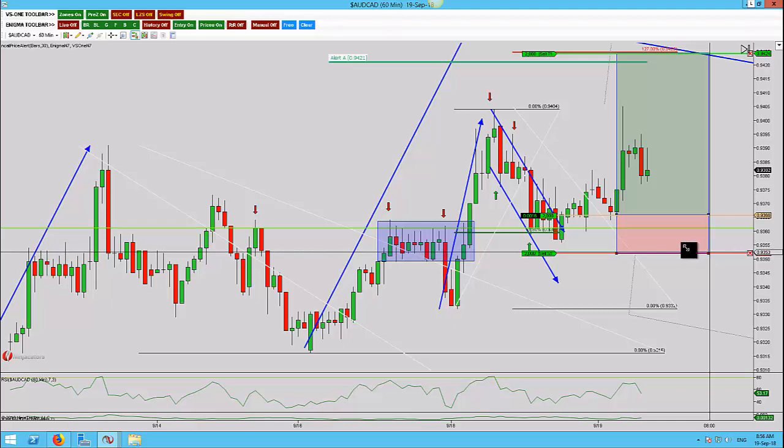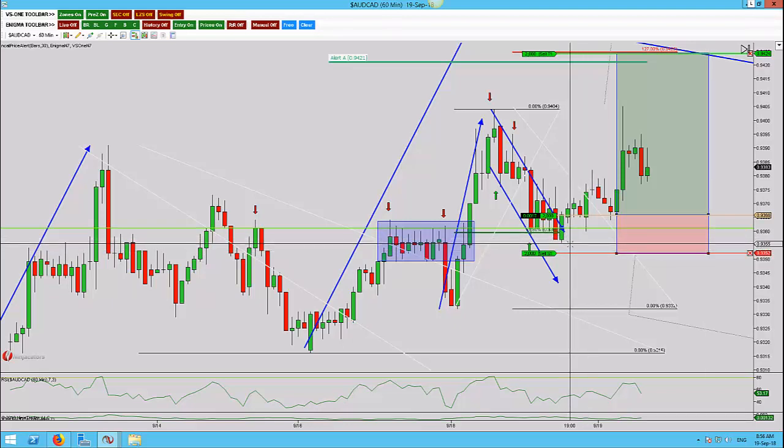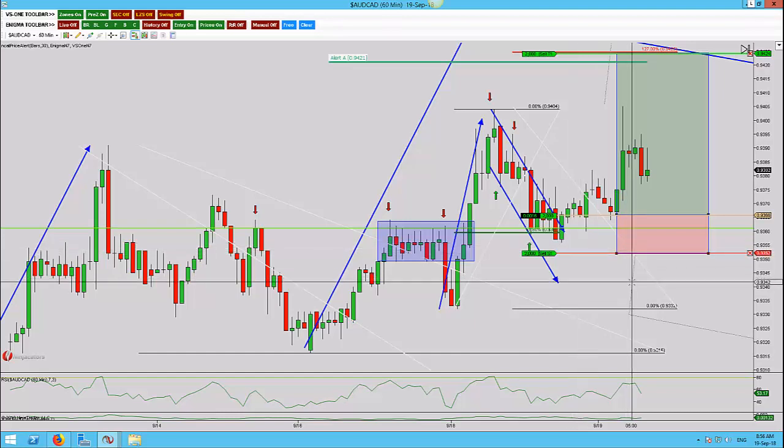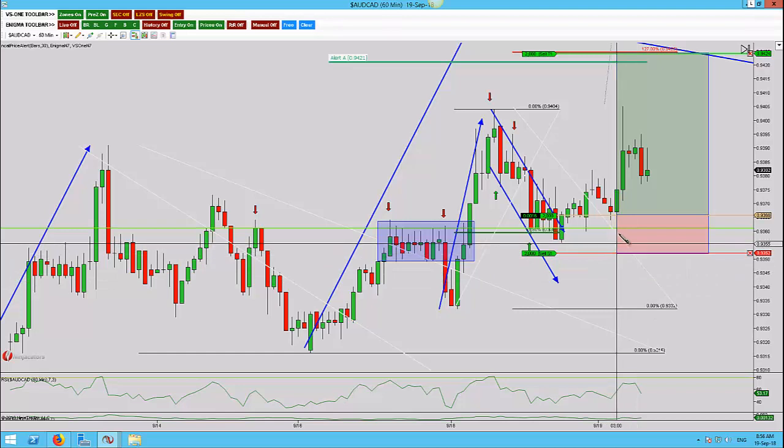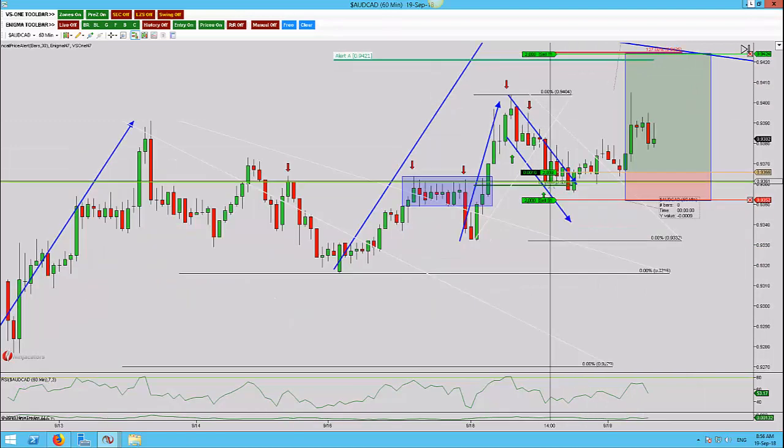So I have gone below the main swing low here, just 4 pips below there. So in terms of risk now, this has been reduced on this trade to just 9 pips, and our reward is still the same up there.